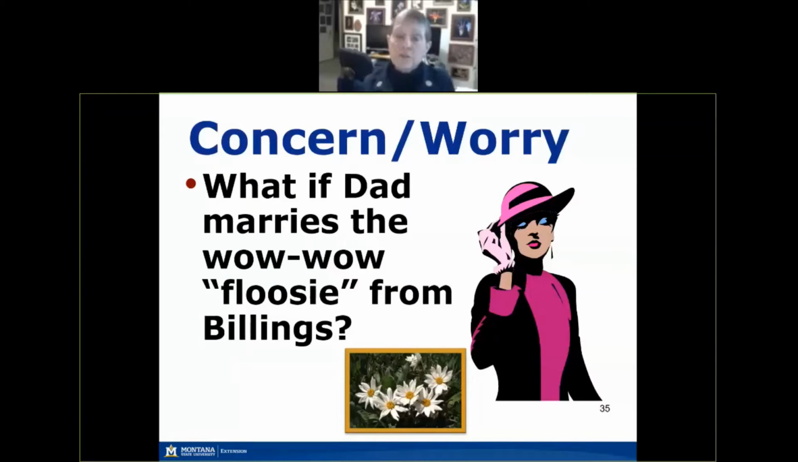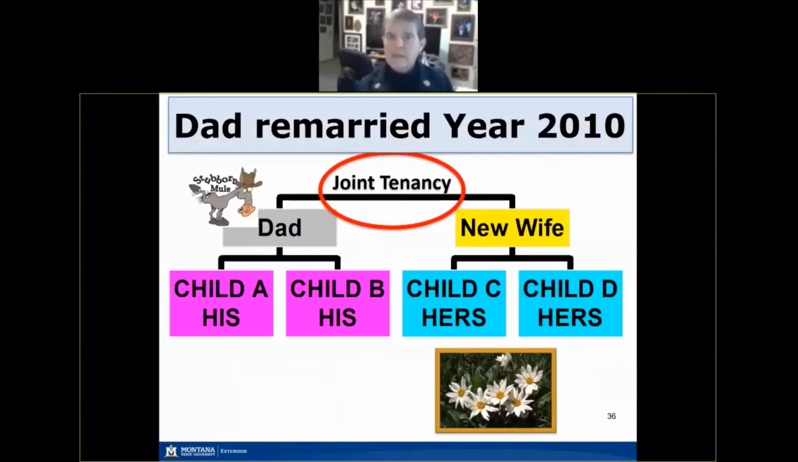The concern of the kids: what if Dad marries that wow floozy from Billings? And that's the phone call I got from one of the children, A or B. They are concerned because what Dad did was remarry in the year 2010. And the first thing he did was put that property in joint tenancy with his new wife.